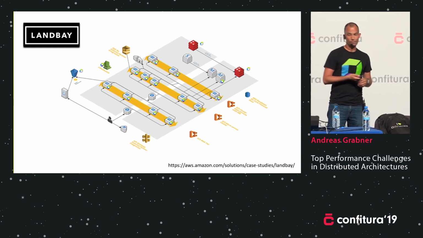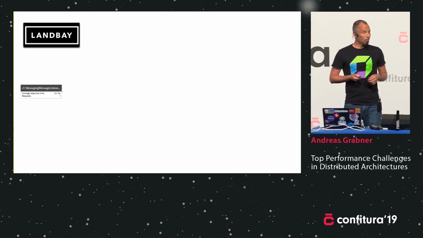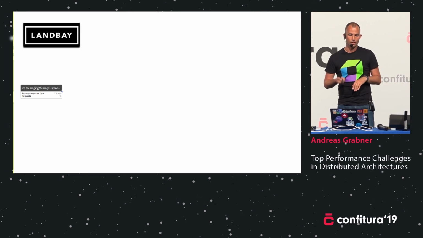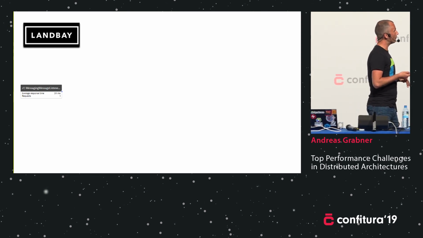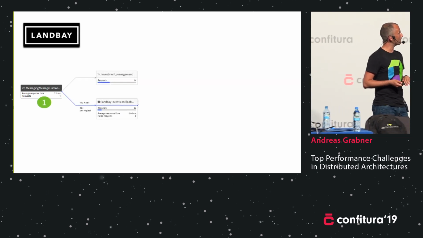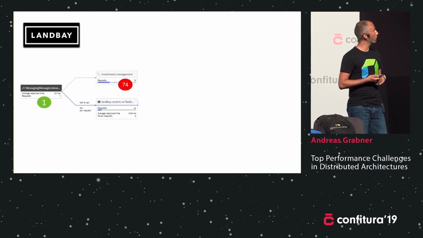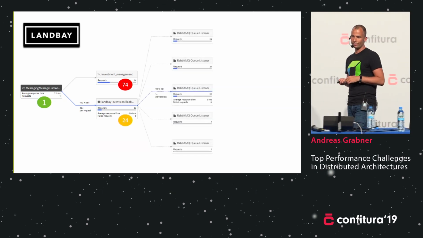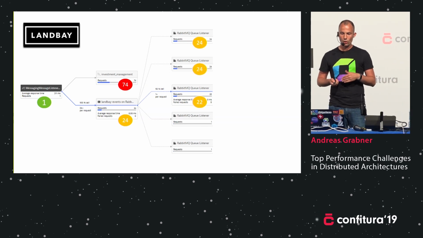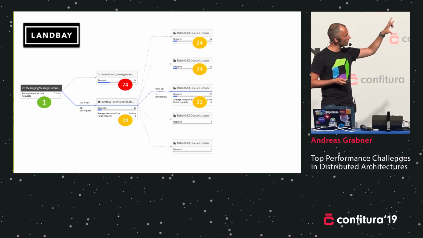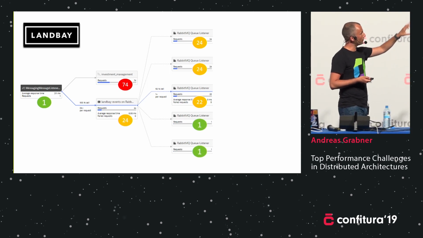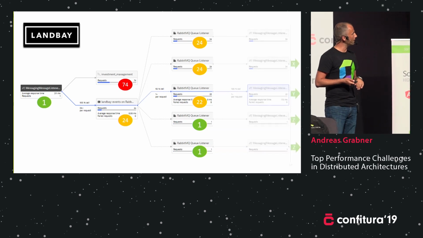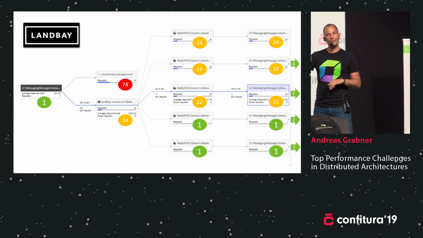Next example is another online financial service, LandPay. They also run their architecture on a cloud platform. What you see here on the front end, a single incoming request turns into 74 database calls and 24 messages put into a queue. These 24 messages are then picked up by the individual listeners. 24, 22, and then the remaining 2 go into the bottom ones, and then it goes on to the next layer, and on and on.